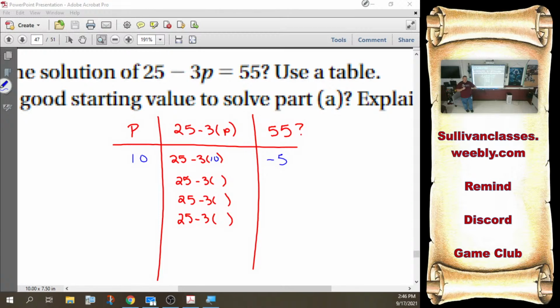I'm subtracting a thing from 25. How do I get it to go up? I don't want to subtract from 25 to go up. I want to add. How do I subtract a thing to really add? I make it a negative number. Remember, add the opposite. So maybe it needs to be a negative 10. Okay, try negative numbers. See if those work.